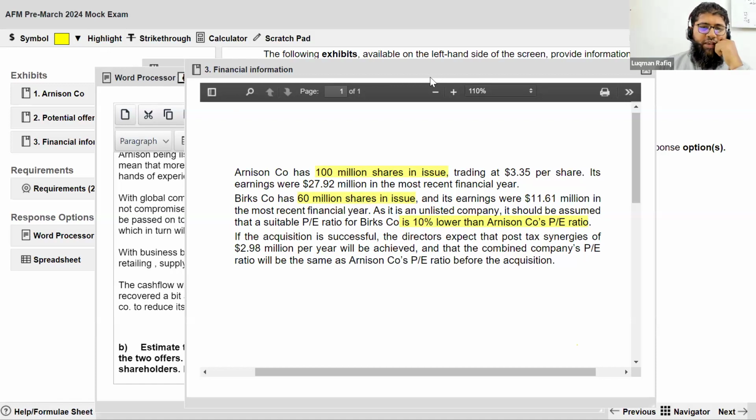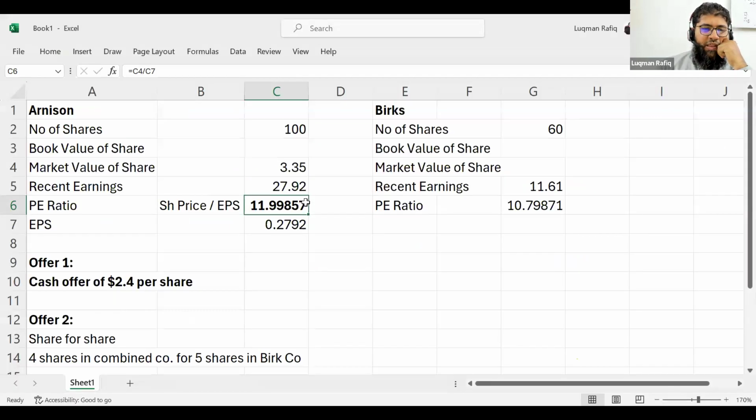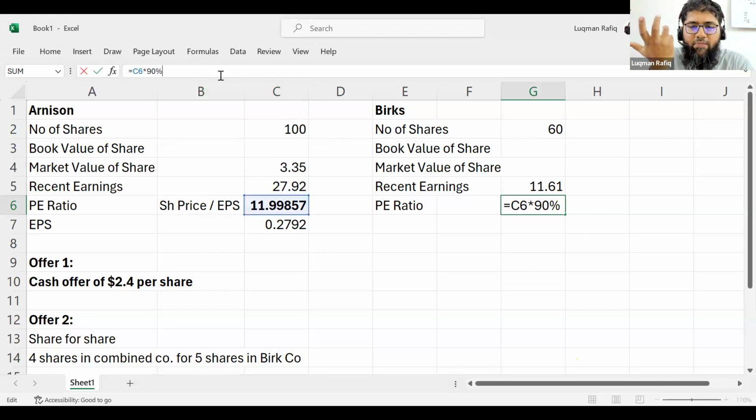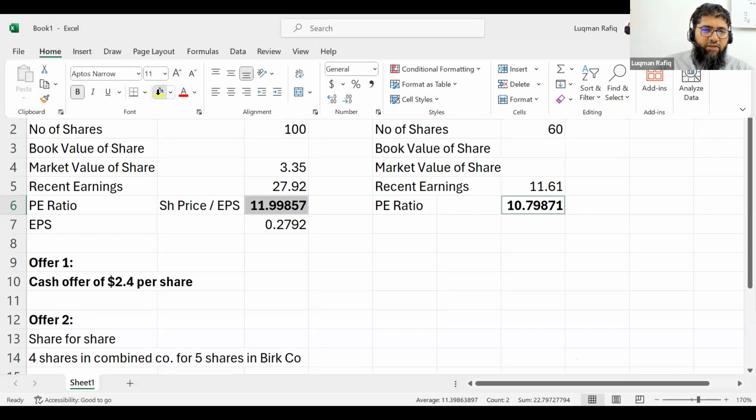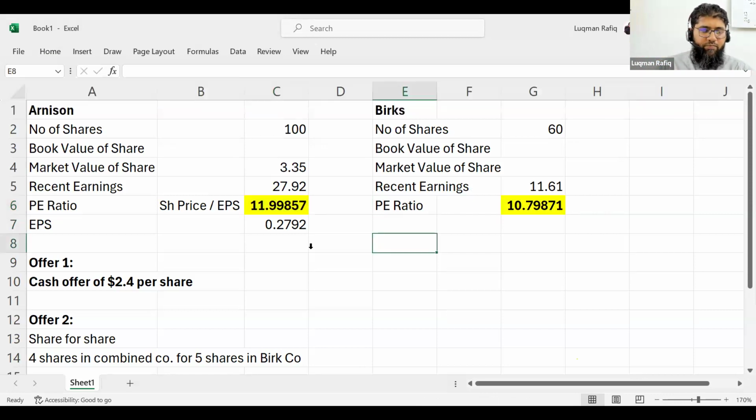Now, basically, what have we got? We get this P/E ratio as this. The P/E ratio of this company, it says that it is going to be 10% lower. 10% lower means it will become 90%. So the relevant information here is this and this. The only calculations that I've done till now are these.